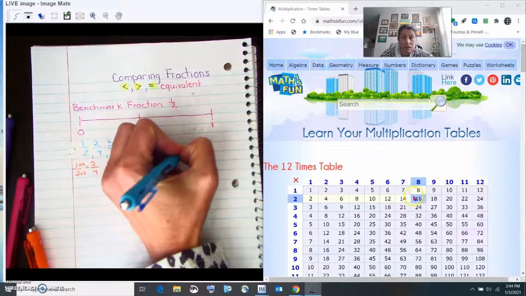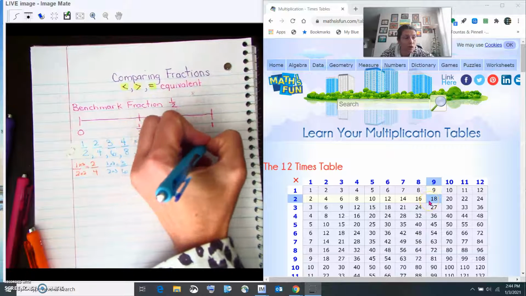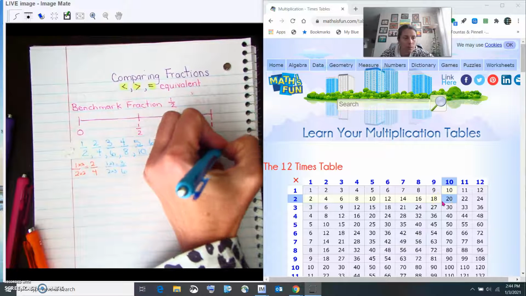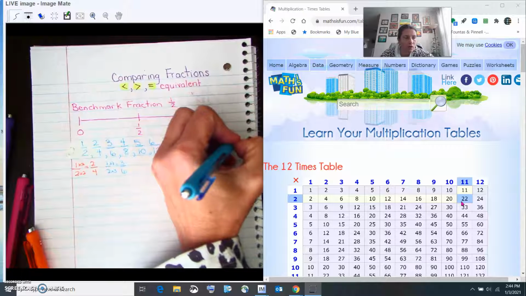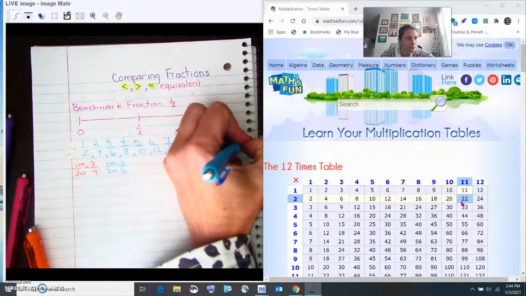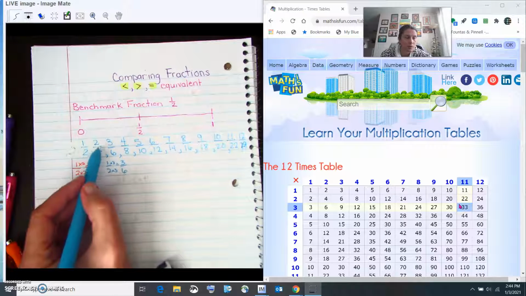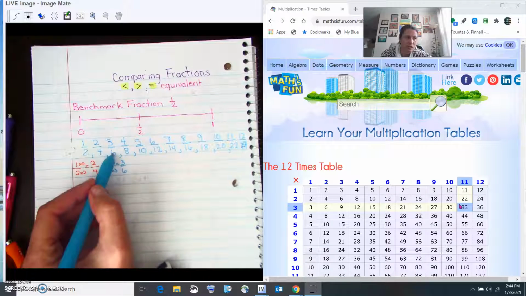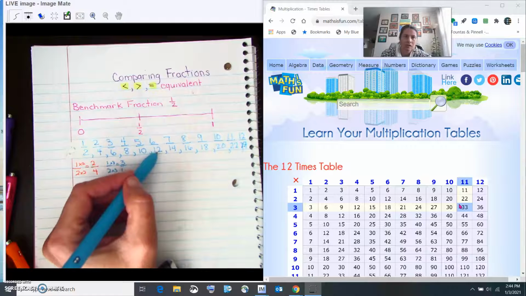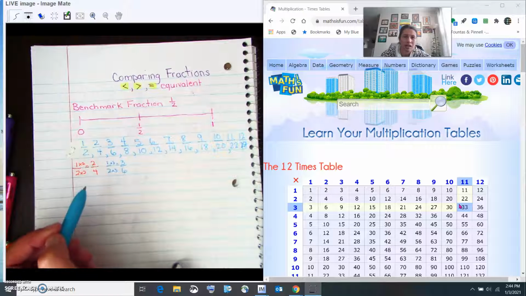7/14, 8/16, 9/18. And if you know your multiplication by 2s, you will have no problem remembering these. I ran out of room, 12/24. Because these are all 1 times 2 is 2, 2 times 2 is 4, 3 times 2 is 6, 4 times 2 is 8, 5 times 2 is 10, 6 times, you see the pattern? So when I'm using benchmarks, I always put all my half benchmarks at the top of my paper to help me out.